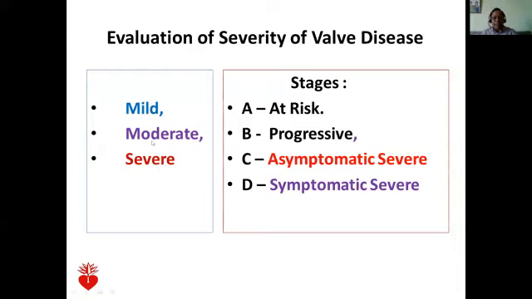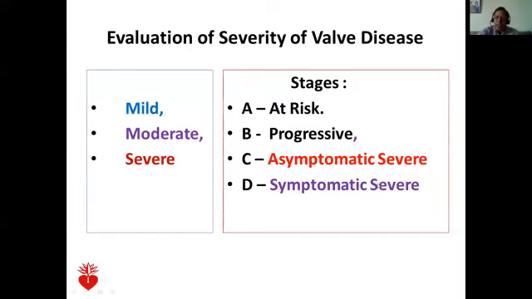Now you can decide two methods for severity. One is mild, moderate, and severe, this school of thought. Another is stages. But in our real life, we usually practice mild, moderate, severe. But for staging, as detailed by me, I will emphasize two things. There are two points: asymptomatic severe and symptomatic severe.